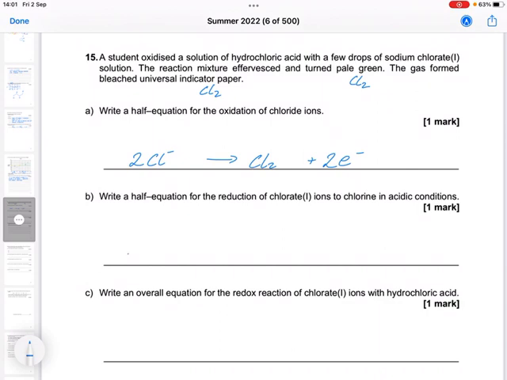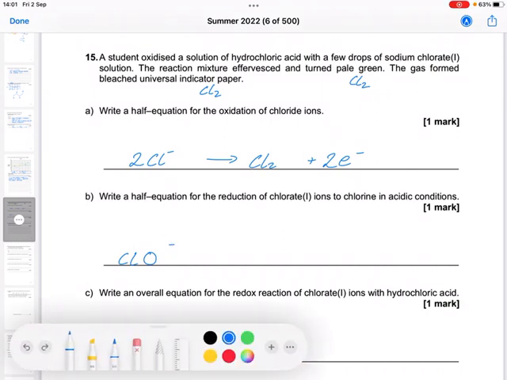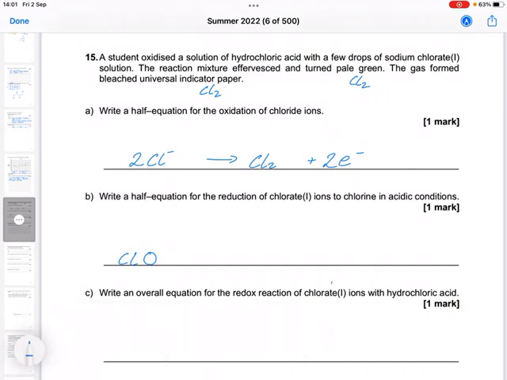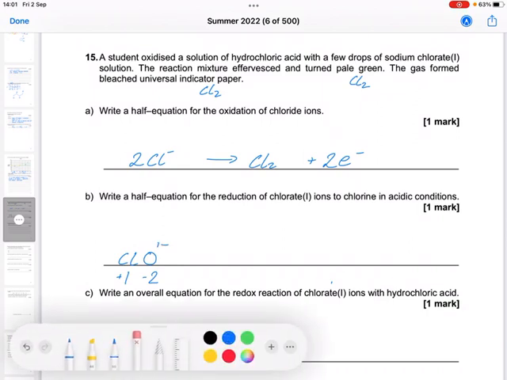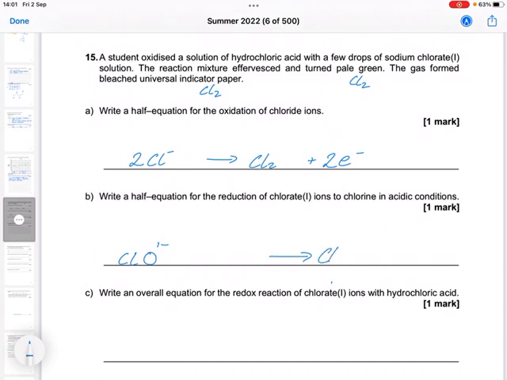So chlorate means that it is chlorine with oxygen and it has a positive charge. The chlorate(I) means that this is a +1. That's going to be a -2, which means that this is going to be a 1- there. So that's our chlorate(I) ion, that's the formula for it. Okay, so write a half equation for the reduction of chlorate(I) ions into chlorine. So let's turn that into chlorine.